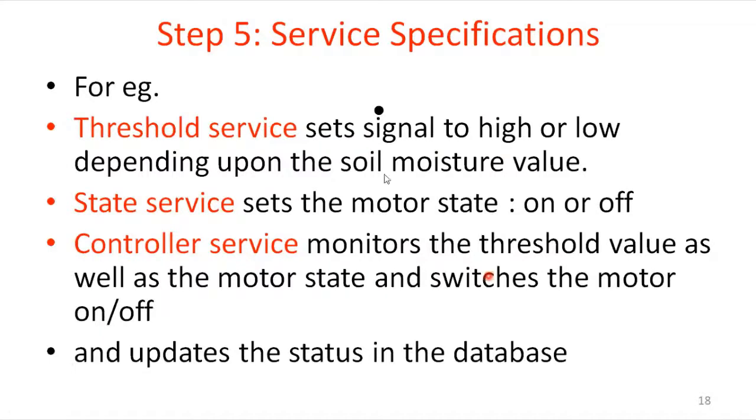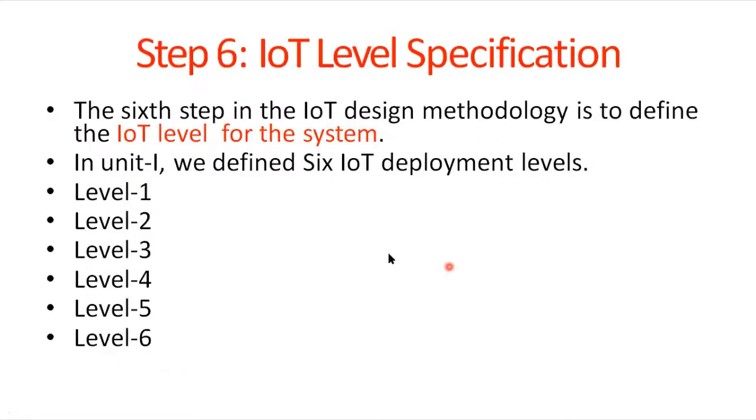Coming to, for example, in the case of an irrigation system, the threshold service sets the signal to high or low depending upon a soil moisture value. And then there is another service, the state service, which sets the motor state on or off. The control service is one type of service that monitors the threshold value as well as the motor state, switches the motor on or off, and updates the status in the database. These are all different services.